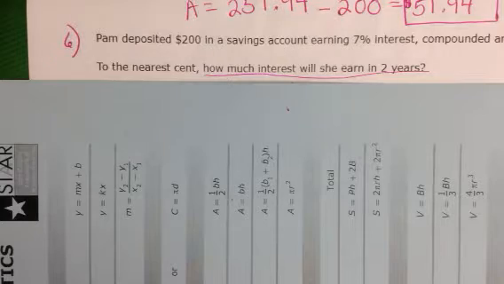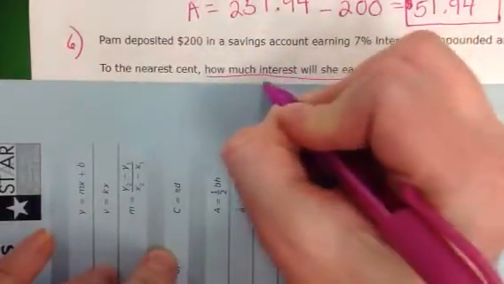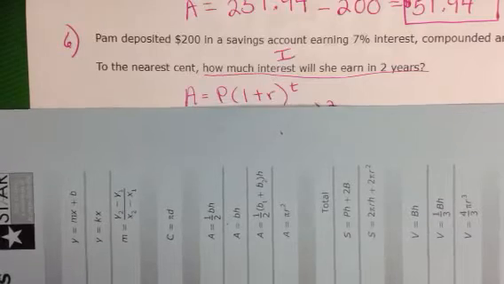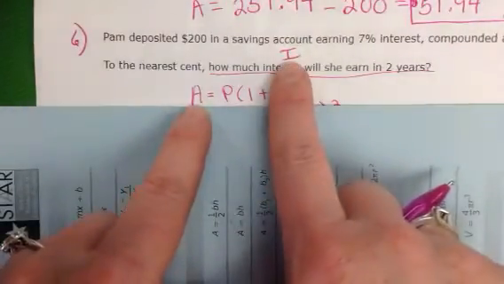So number 6, Pam deposited $200 in a savings account, earning 7% interest, compounded annually. To the nearest cent, how much interest will she earn in 2 years? So I would underline my sentence, and since they're asking for interest, label it with an I. You should have already written your formula, A equals P times (1 plus R) to the T power. Notice that this formula doesn't start with I, so there's my clue.